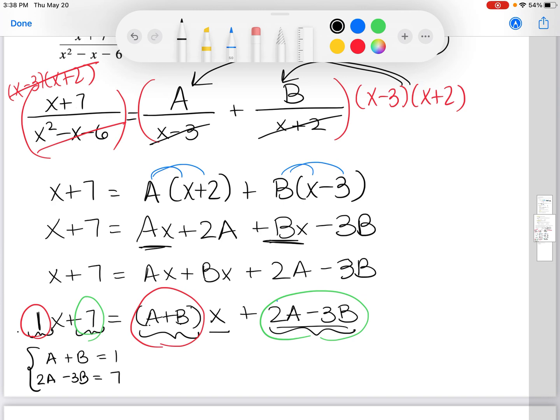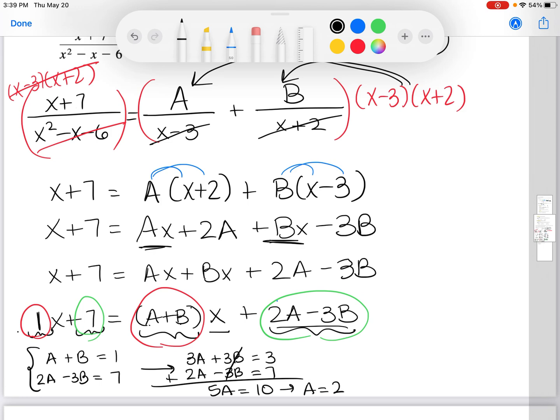is equal to 7. And now I can solve, and you can solve this any of the different ways, though I don't know that a matrix is our best choice. I mean, it is an option. I would like to do this by elimination, though. So we'll multiply that top row, let's say by 3. So that's 3a plus 3b is equal to 3. The bottom row can stay the same. And when we add these together, that's going to give us 5a equals 10, or that a equals 2.